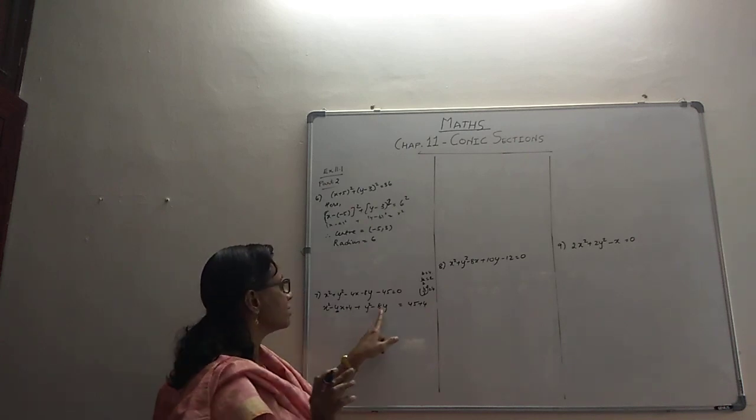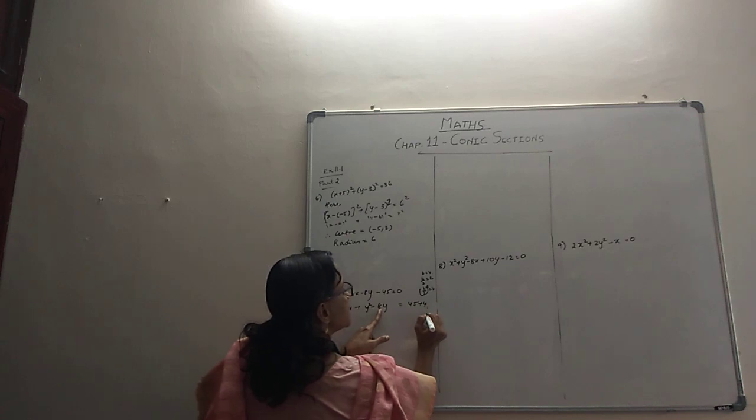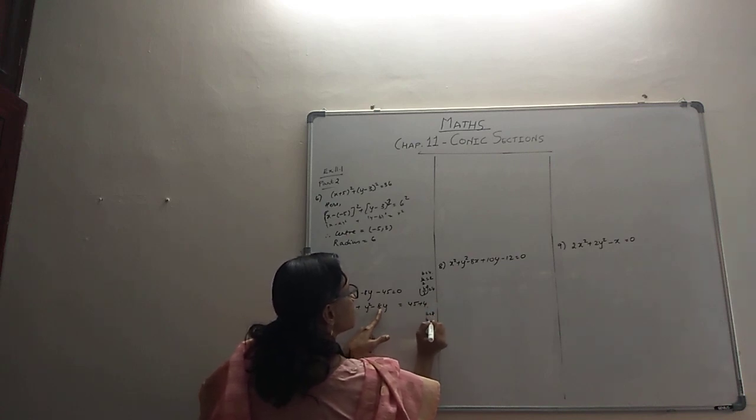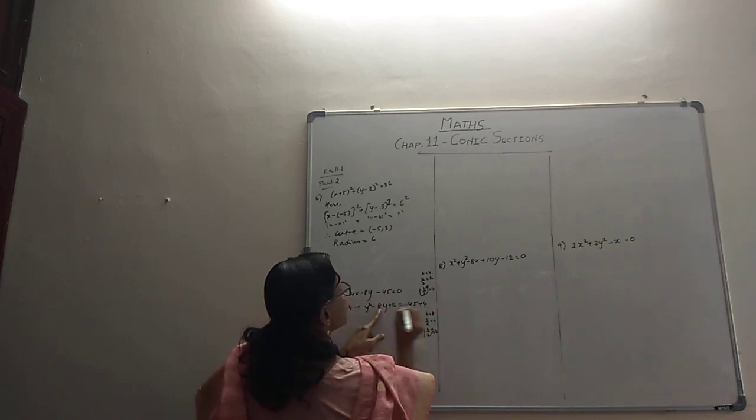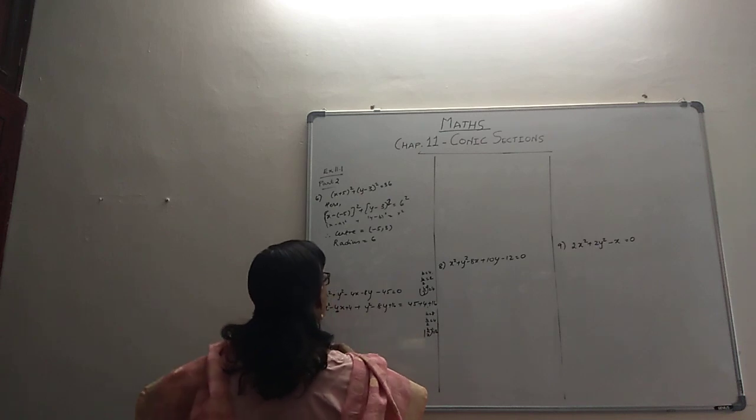Same way here, our b is 8. The b is 8 and b by 2 therefore is 4, and b by 2 the whole squared is going to be 16. Square of this is 16. That 16 we will add on both sides. So what is coming up?